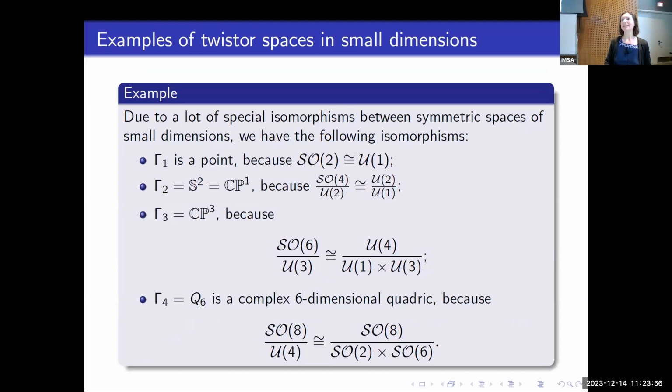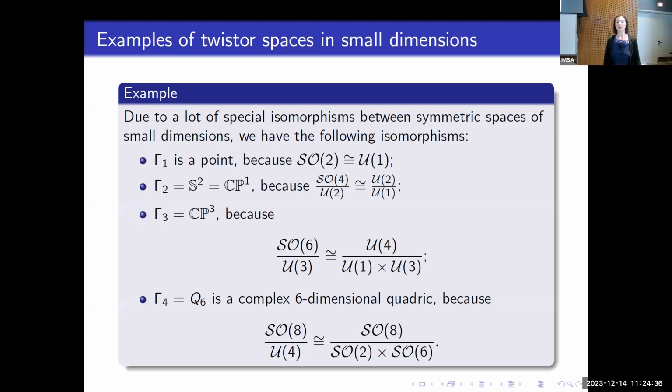And in small dimensions, you have a lot of isomorphisms between Lie groups and Lie algebras. So then you can classify the symmetric spaces Gamma n. For example, Gamma 1 is a point. So in this case, for complex curves or for real two-dimensional manifolds, nothing interesting happens. The first interesting case is when you have real dimension 4 or complex dimension 2.